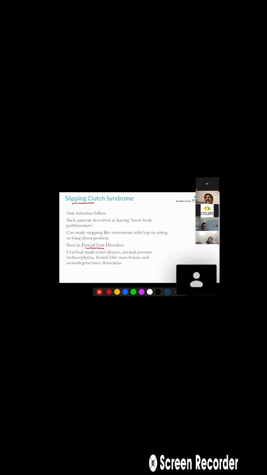Okay, so this is the slipping clutch syndrome, which is also called lower body Parkinsonism. Though the name is lower body Parkinsonism, it has nothing to do with Parkinsonism. It is seen in frontal gait disorders. Retropulsion, among all the pulsions, Parkinsonism is one thing which is known to cause retropulsion, okay.